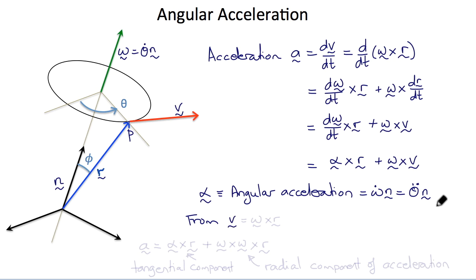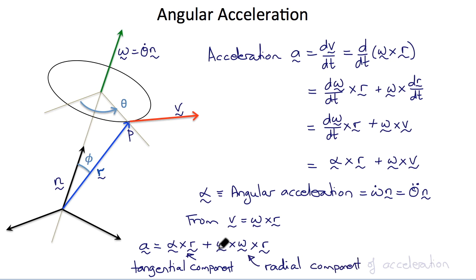Now, making use of, again, v equals omega cross r, that gives us that a equals alpha cross r, and substituting omega cross r here, we get omega cross omega cross r. And so looking at the direction of this vector, we can see that these are the tangential component of a, and that this term here is the radial component of the acceleration.